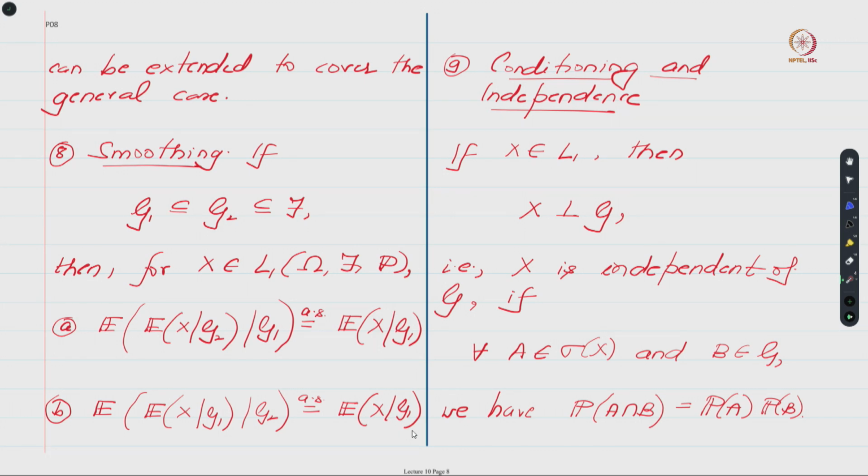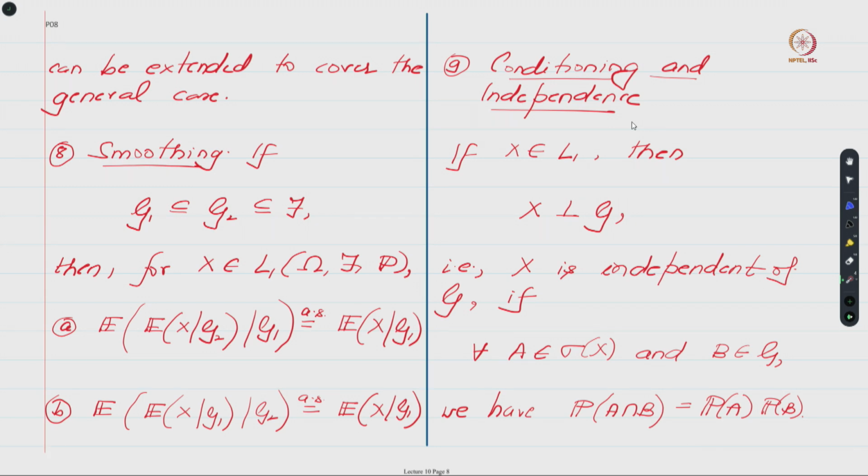So the summary is that whenever you have G1 and G2, right, which satisfy some relationship like this, then if you do this iterated conditioning, that will equal the conditional expectation with respect to the smaller sigma field, right. And we now move on to the last property that we will be repeatedly using in the discussion of conditional expectations throughout this course, which is that of conditioning and independence.